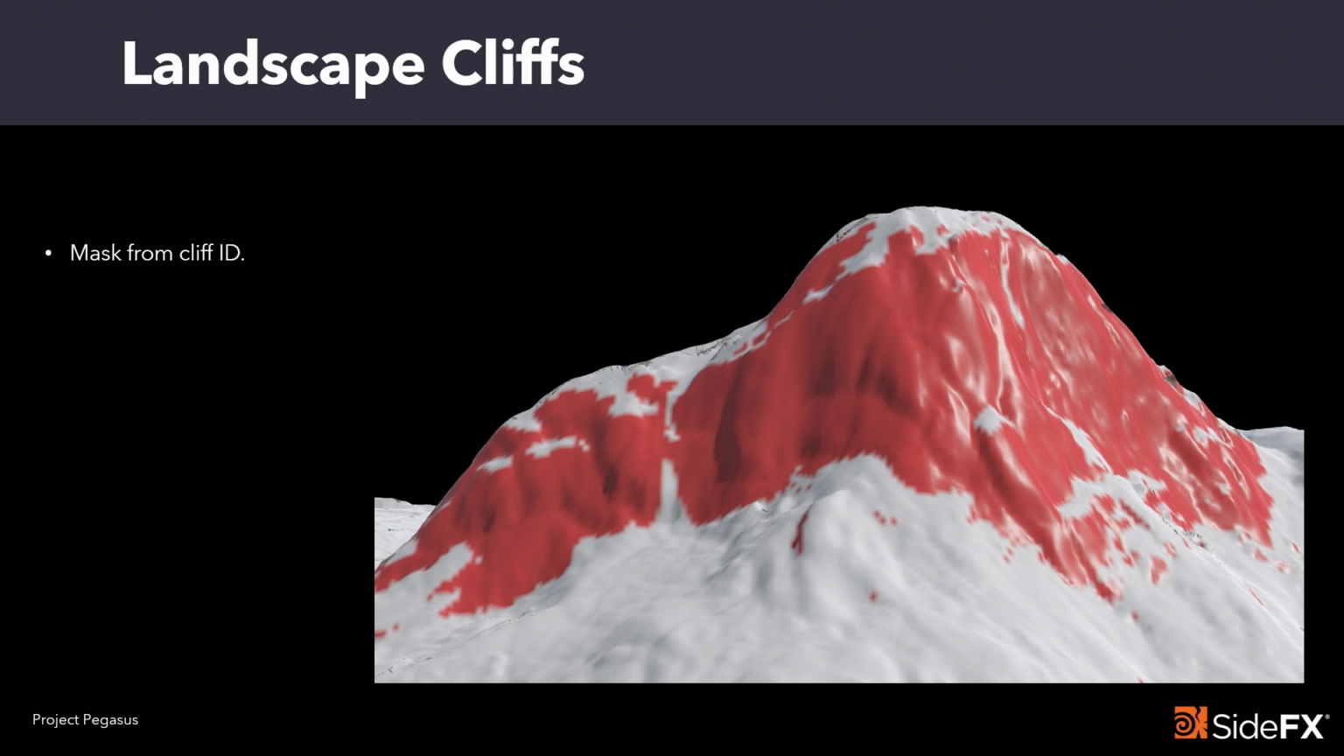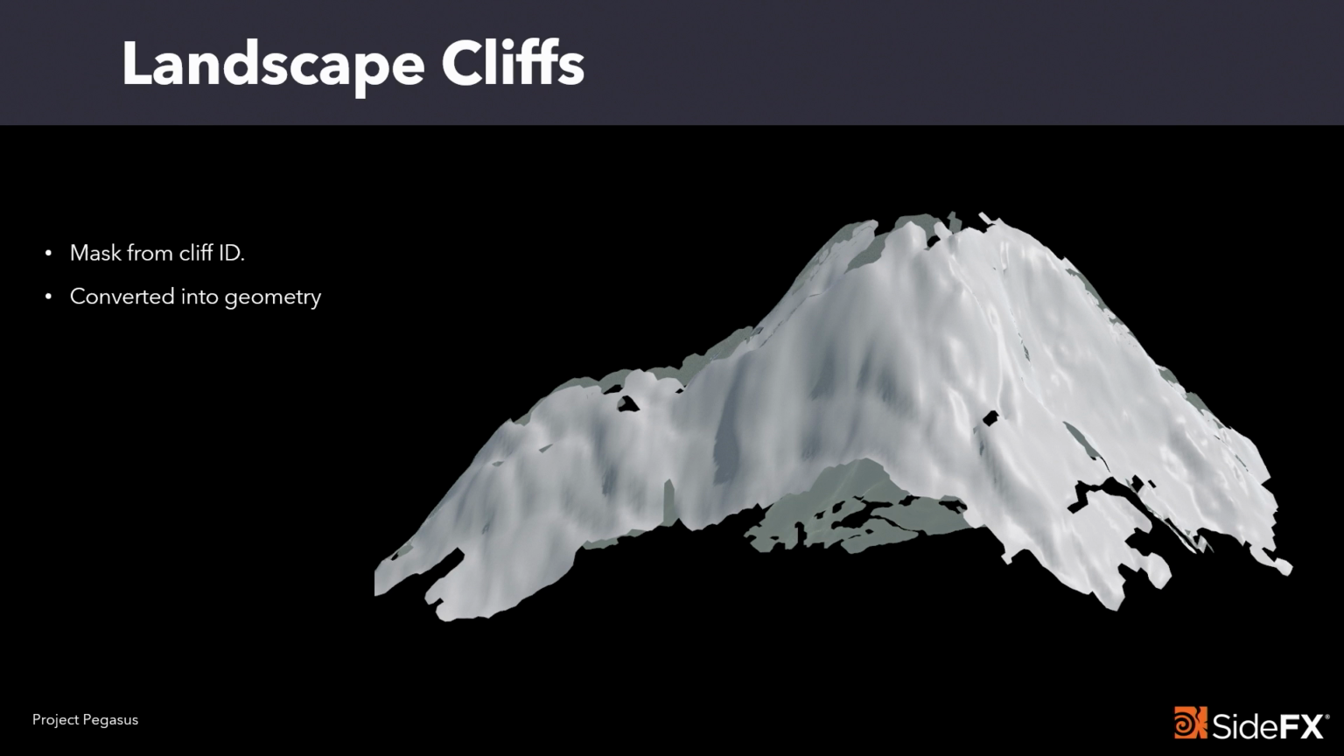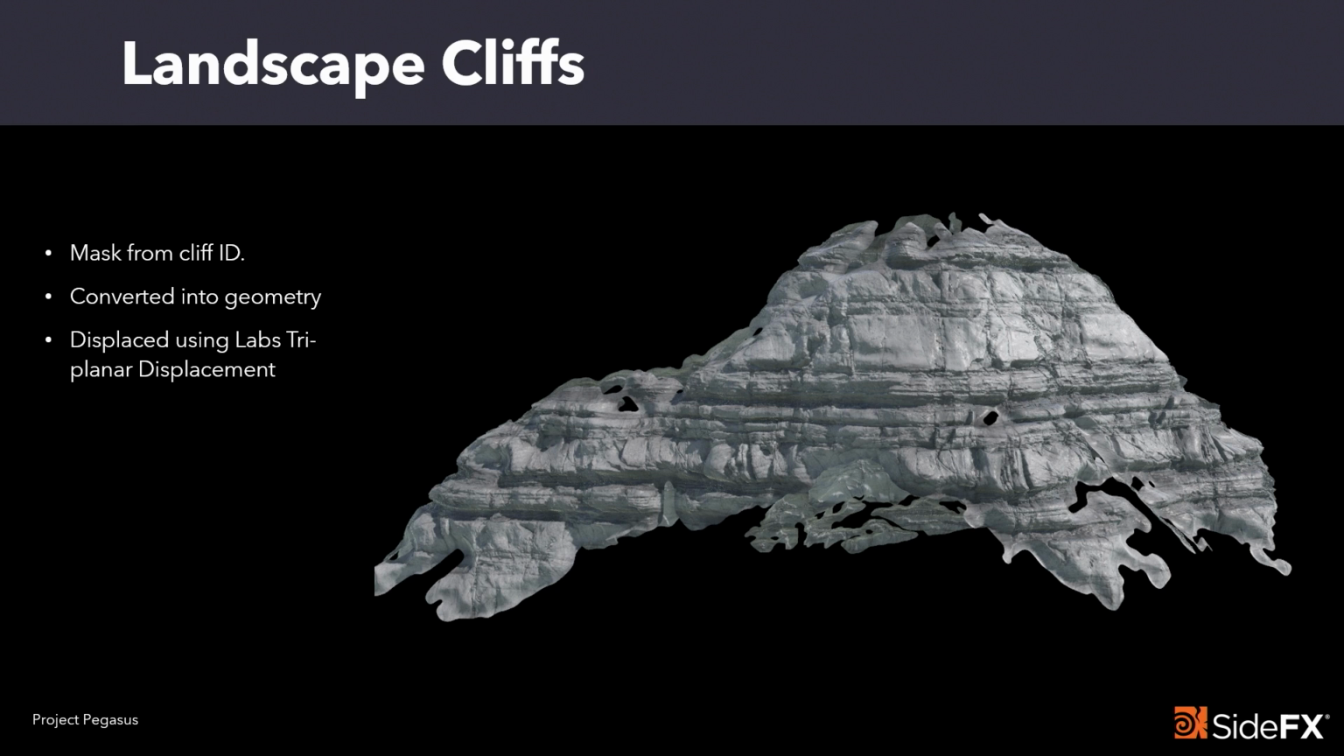And just to go into a bit more detail on how those cliffs are generated. So this is the height field that gets loaded in, and that's the ID mask for the cliffs. It's converted into geometry, and then we get it subdivided and displaced. So this is using height maps from Megascans, displacing the geometry using the Labs triplanar displacement node.